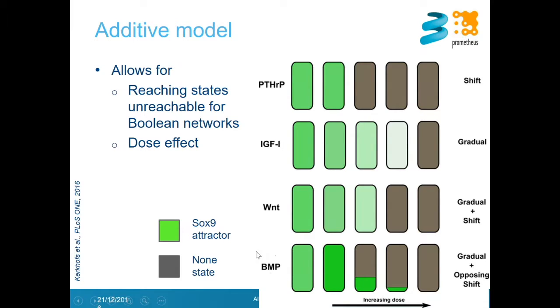So if we start within a SOX9 attractor and we start adding BMP2, BMP, what you see is that you will get an increase in the activity because it becomes more green, an increase in the activity of all the simulated cases. But then at some point, part of these simulations will no longer reach the SOX9 attractor, but will actually move to the non-state. In other cases, like here, the FGFi, the IGF simulations, if you start increasing the dose, you will see that gradually the activity of the SOX9 is lowering until it actually has totally left the SOX9 attractor.